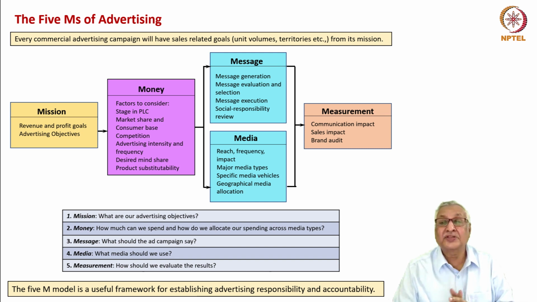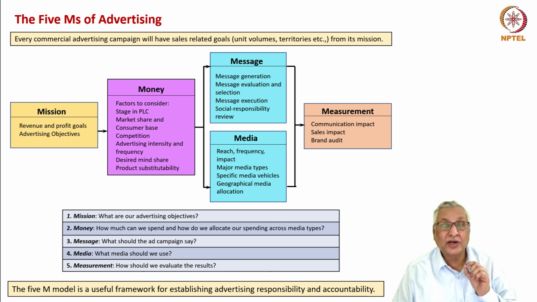We have seen several examples in India of certain advertisements being taken off after they were found to impact or affect social sensibilities. Then you have the media: the reach, frequency, impact, major types of media, specific media vehicles, and geographical media allocation. And after that, you need to have measurement: communication impact, sales impact, brand audit. So these are the 5 M's you should keep in mind while developing an advertising strategy.